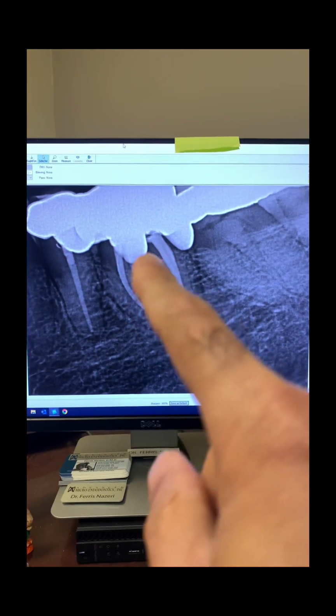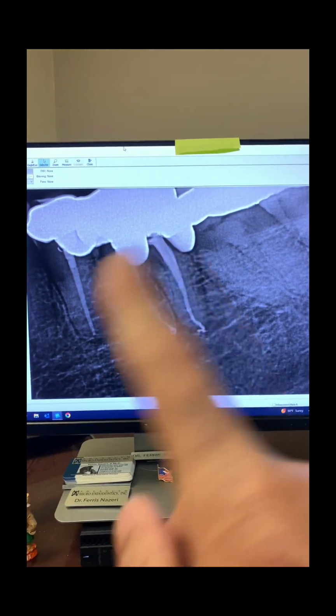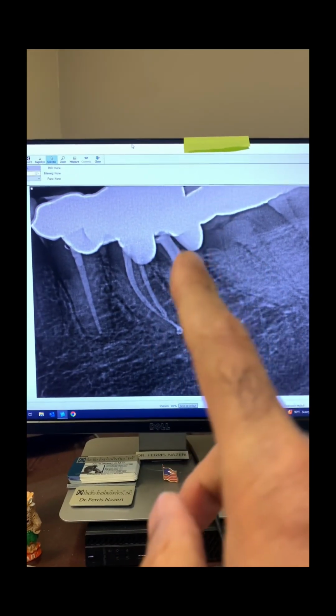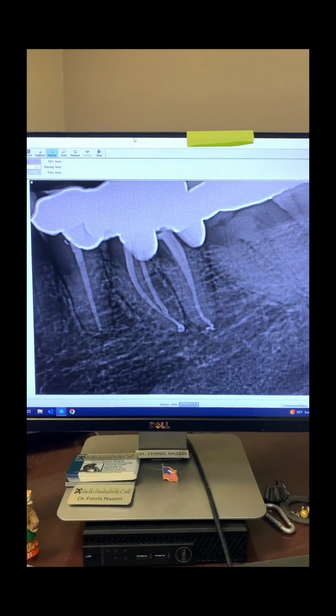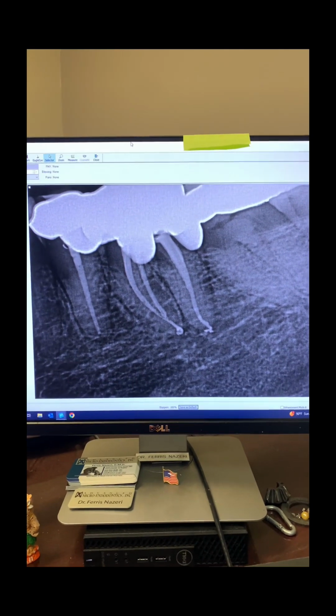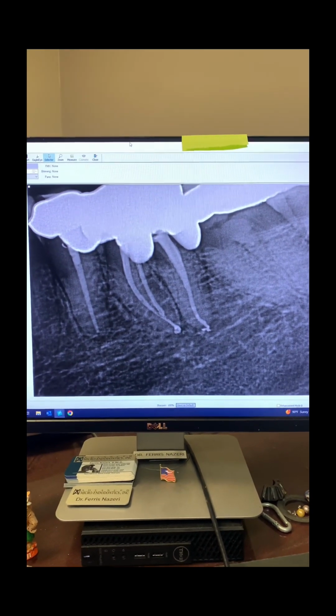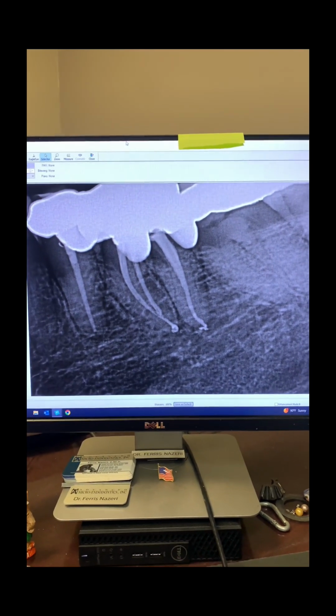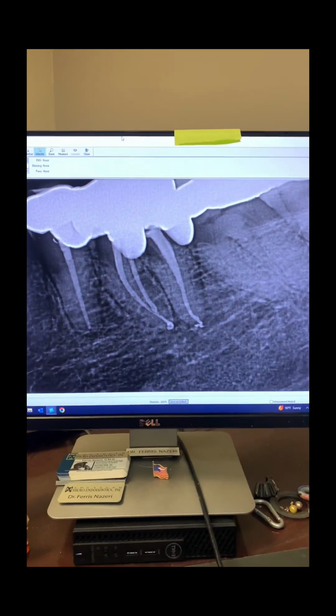I placed a sterile sponge and Cavit, and she'll go back to her dentist, and her dentist will remove the Cavit and sponge and clean the pulp chamber, etch it, bond it, and build it up with composite, and she should be okay. No need for a new crown unless her dentist recommends it.